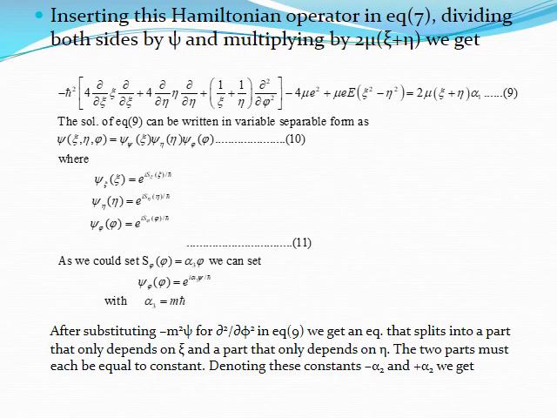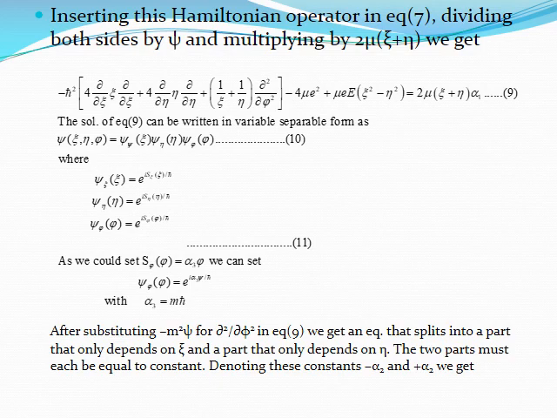Now inserting this Hamiltonian operator in equation 7, dividing both sides by ψ and multiplying by 2μ(ξ+η), we will get −ħ² [ 4 ∂/∂ξ ξ ∂/∂ξ + 4 ∂/∂η η ∂/∂η + (1/ξ + 1/η) ∂²/∂φ² ] − 4μe² + μeE (ξ² − η²) = 2μ(ξ+η) α₁. This is equation 9.